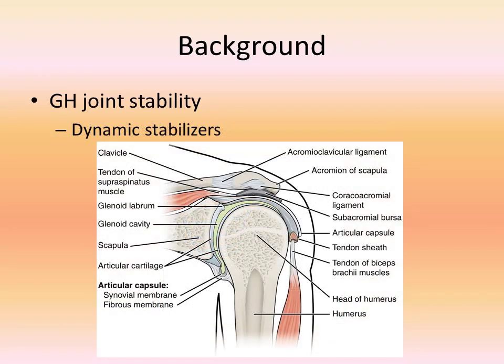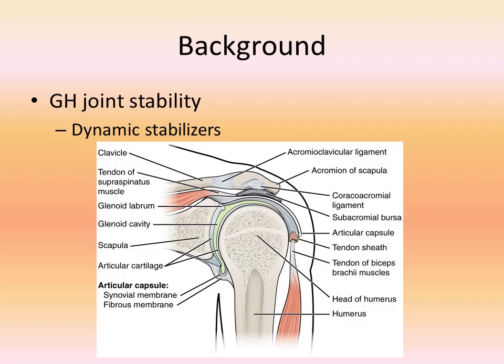Your dynamic stabilizers of the GH joint are more active stabilizers. We have dynamic ligament tension that takes place. This is the main role of the rotator cuff tendons, which blend with the shoulder capsule. Their job is to tighten on contraction. The tensioning of the capsule complex helps to restrain excessive humeral head translation.